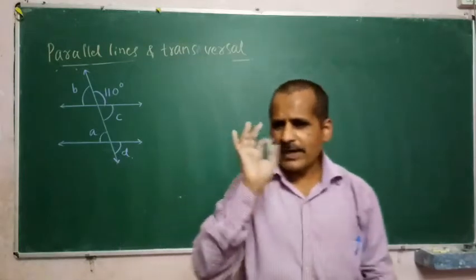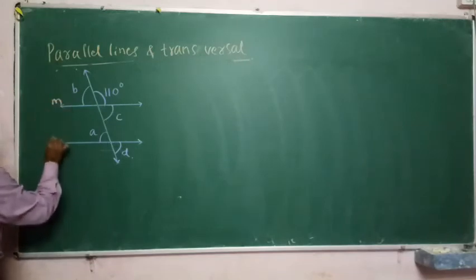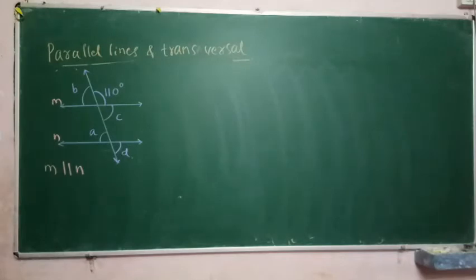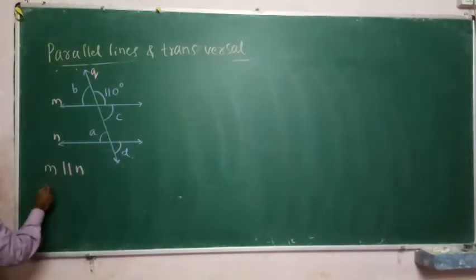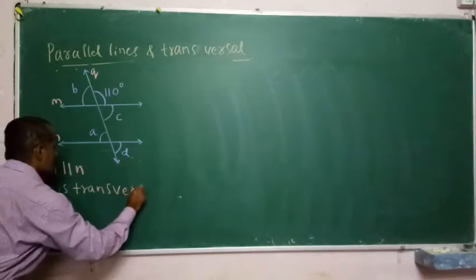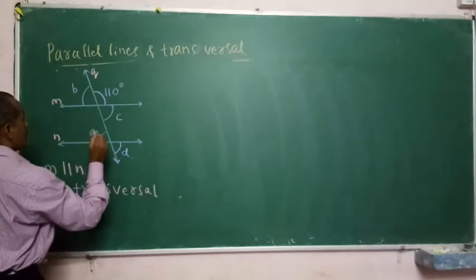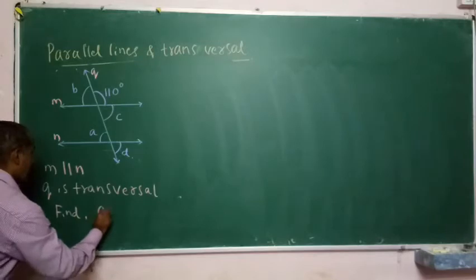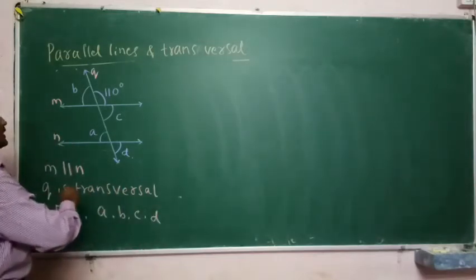Very, very simple problem. What is given? I will call this line M and this line N. It is given that line M is parallel to line N and Q is a transversal. Find A, B, C and D.